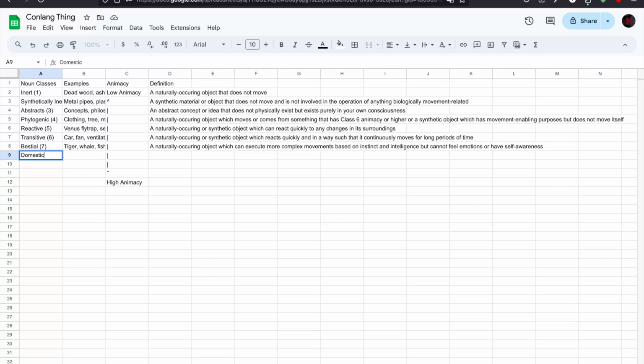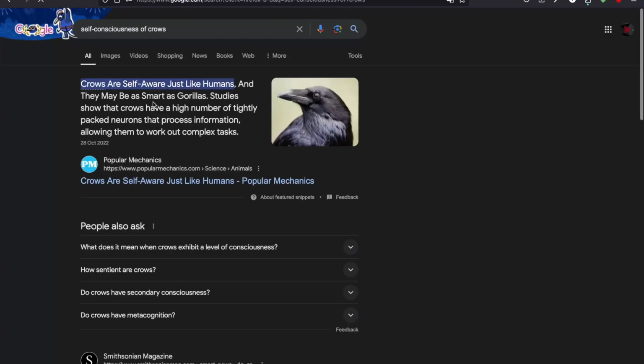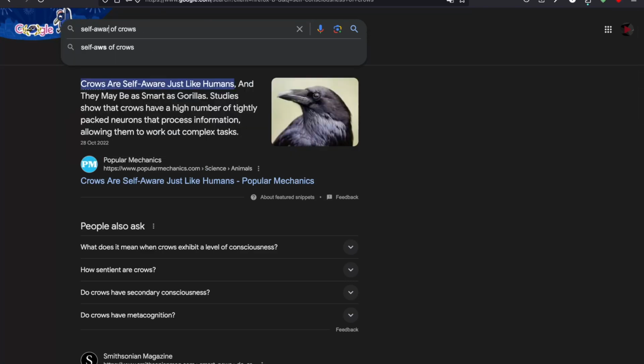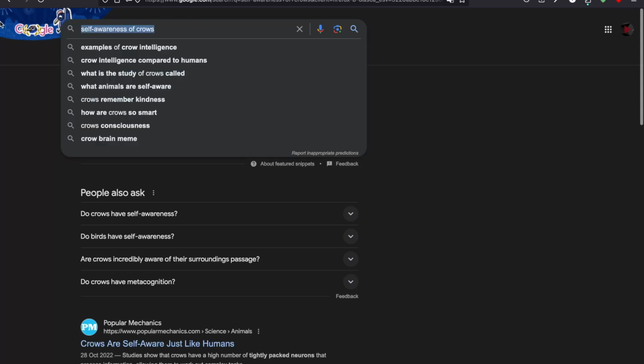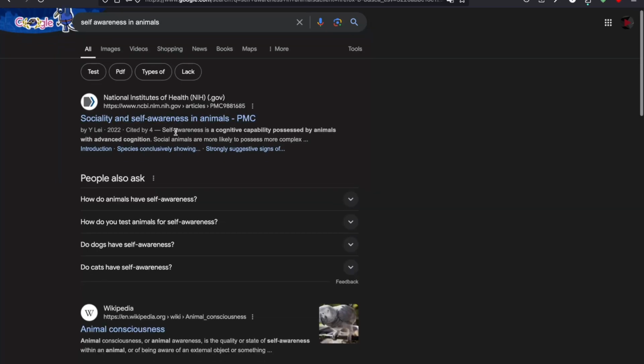What should I call this? Conscious. Crow, pig, cat, dog. Naturally occurring object. Self-consciousness of crows. Sociality and self-awareness in animals.